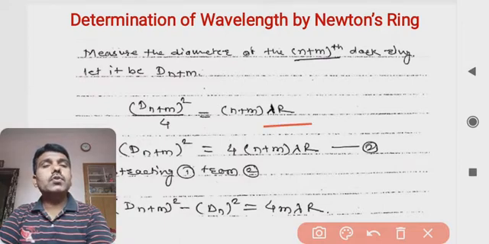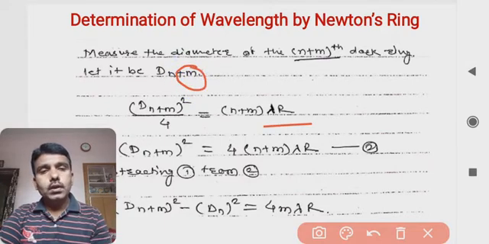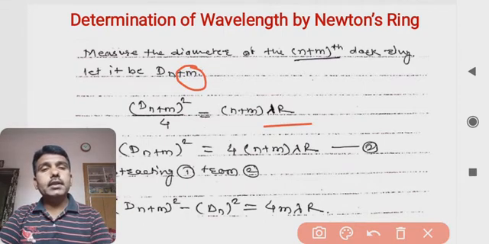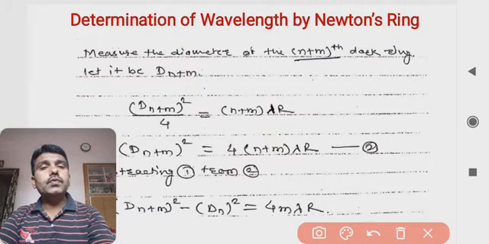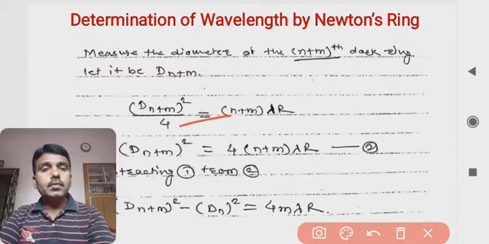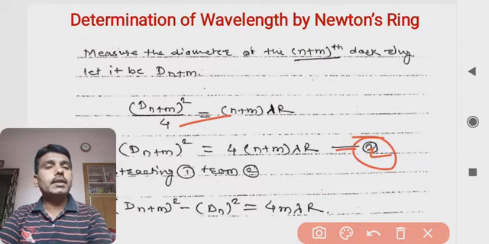So why is this so? Because m is the next successive dark ring. In that case I can write this relationship in this fashion. Again this 4 will go to the right side and this relation will become D n plus m whole square is equal to 4 n plus m lambda R. So this is equation number 2.